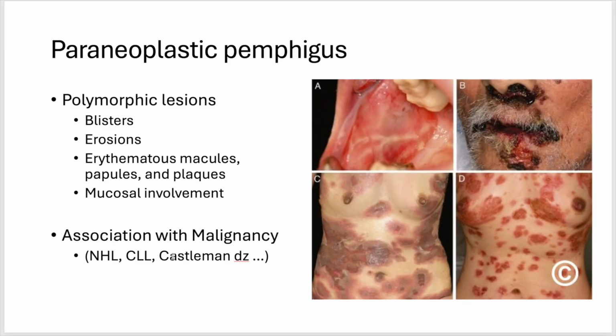What makes PNP really challenging is the presentation. Usually the presentation is polymorphic, and you can see blisters, you can see erythematous macules, and sometimes you can see mucosal involvement, and usually the blistering can be extensive and very painful.